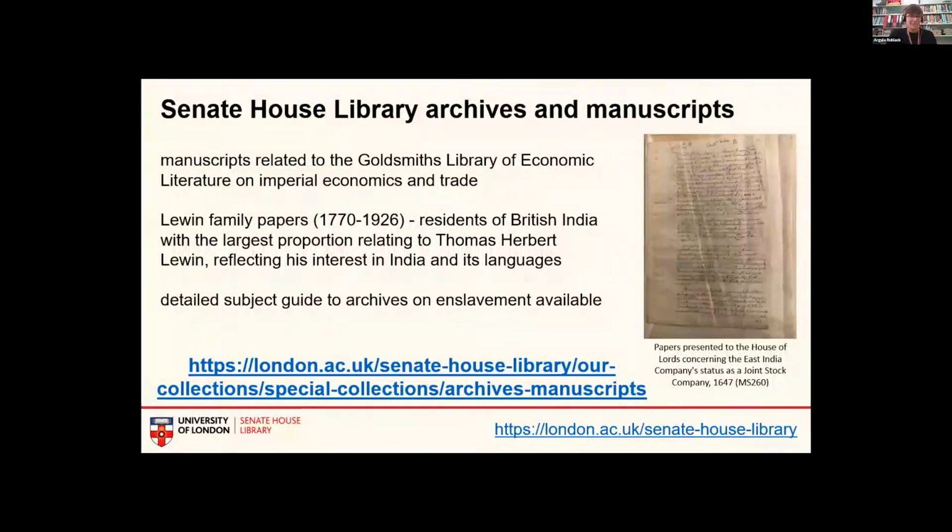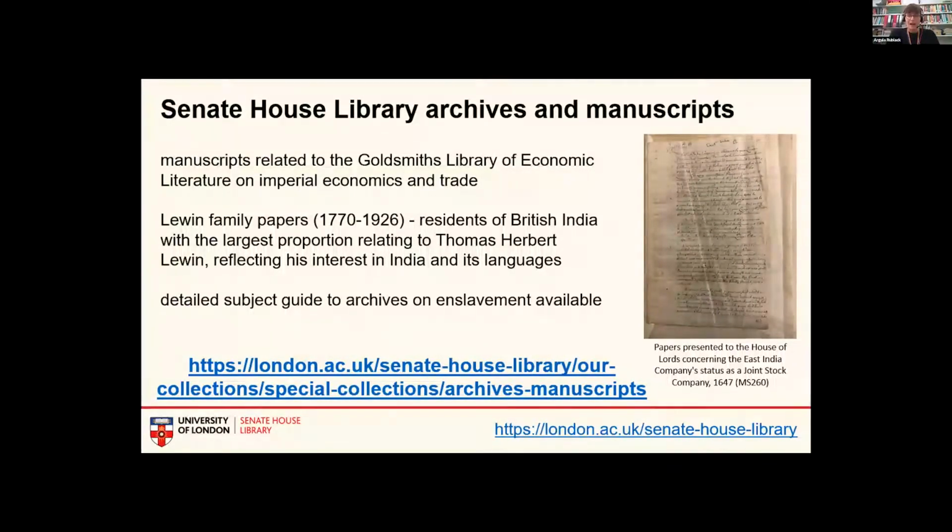Turning back to archival collections again, Senate House Library also has several manuscripts and collections of papers related to the British Empire, which complement the Institute of Commonwealth Studies archive. Many of our manuscripts are connected to the Goldsmiths Library of Economic Literature, so they also cover imperial economics and trade like their print counterparts.